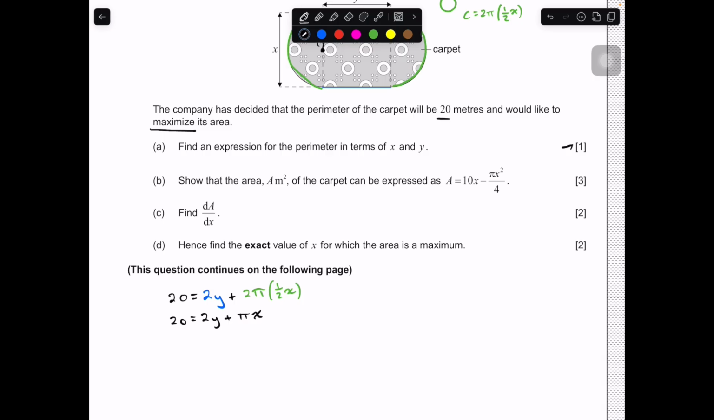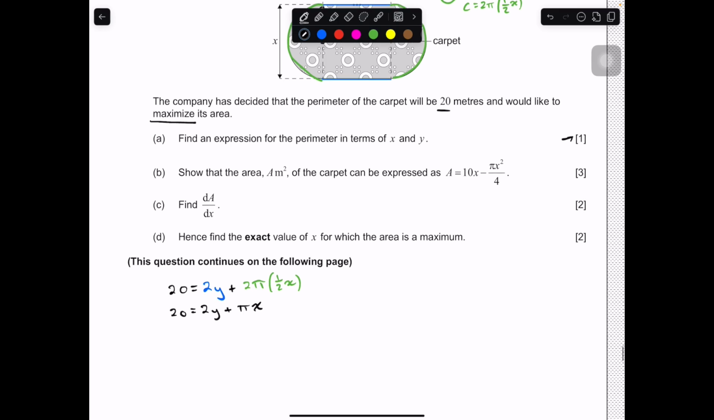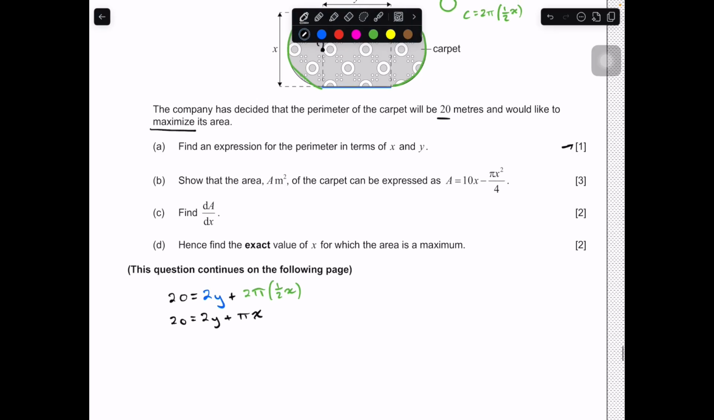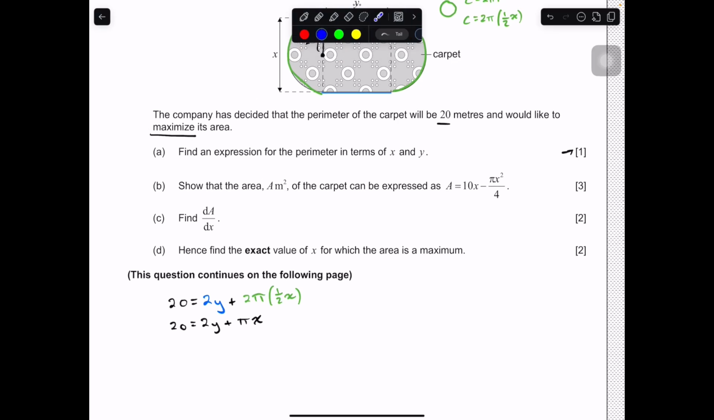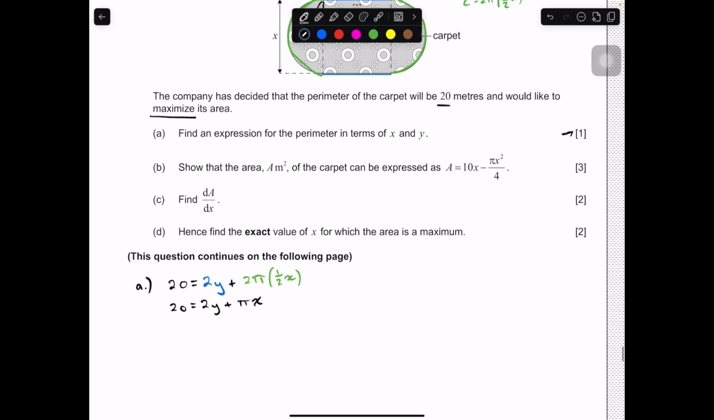So perimeter is equal to 2y plus pi x. Okay. Show that the area A meters squared of the carpet can be expressed as A is equal to 10x minus pi x squared over 4. 3-mark question, so this is a big one here, or fairly. So let's go ahead and work this out.